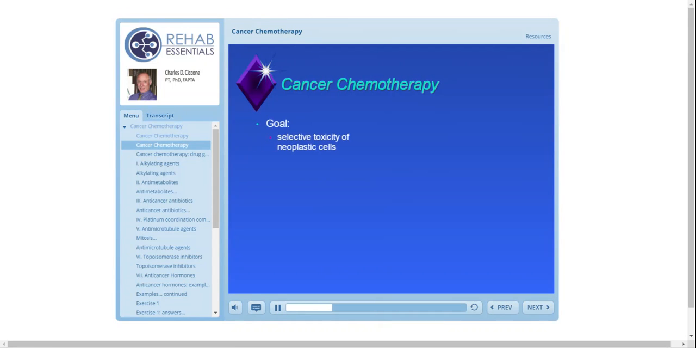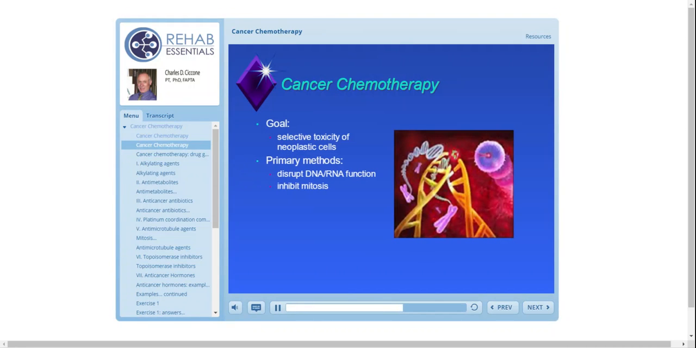What we're going to see here are a group of drugs that all share a common goal. And that goal is to have selective toxicity of the cancerous or neoplastic cells. This is a little difficult because remember, cancerous cells are still human cells. When we talked about treatment of infection, we talked about selective toxicity where antibacterial drugs and other anti-infectious agents try to be selectively toxic to the invading microorganism. But of course, the microorganism is not a human cell. So here, the goal of selective toxicity is that much harder.